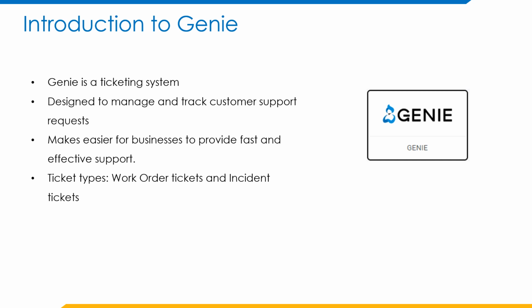In our current integration, SailPoint raises two types of tickets in Genie. They are work order tickets and incident tickets. For example, onboarding and offboarding tickets come under work order tickets, and provisioning failure tickets come under incident tickets.